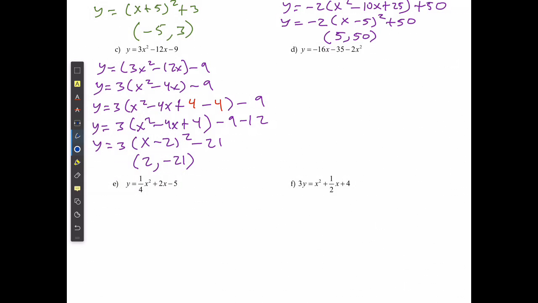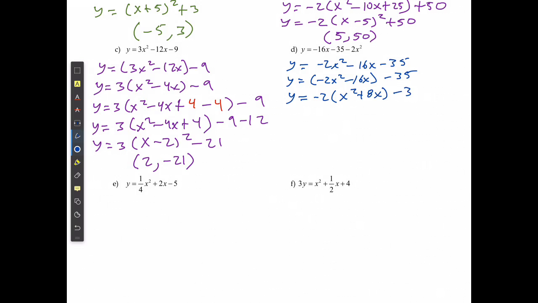For example, D, it's not in the correct order, so I need to start with my x squared, negative 2x squared. Then put my x, negative 16x, and then the constant negative 35 at the end. Bracket off my x's: y is equal to bracket negative 2x squared minus 16x, and then minus 35 on the outside. Divide by the coefficient of x squared, and I get negative 2 bracket x squared plus 8x minus 35.